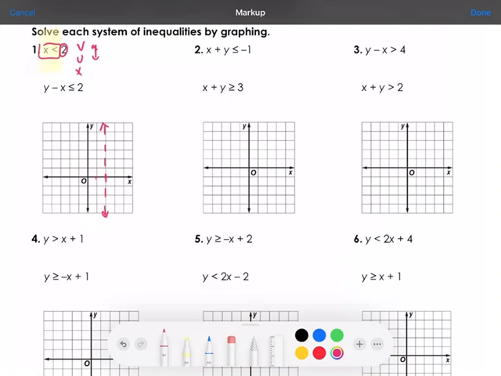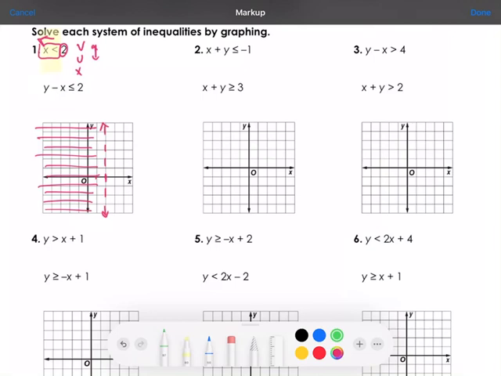Then it says x is less than. Now since there's no y, I'm not asking if I'm shading up or down. For this one, I'm going to shade left or right. So if x is less, that means my shading is going to go to the left. So I'm going to shade this way. And then I am all done with that first one. So I'm moving on to my second equation.